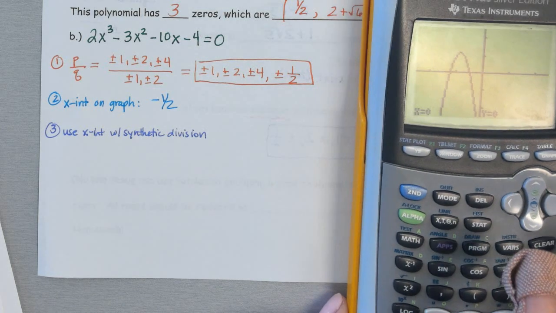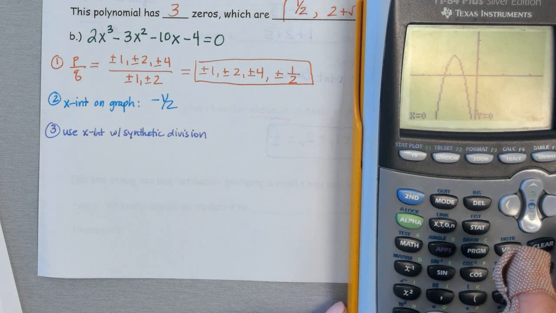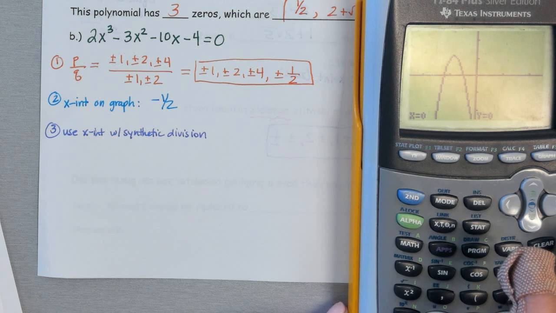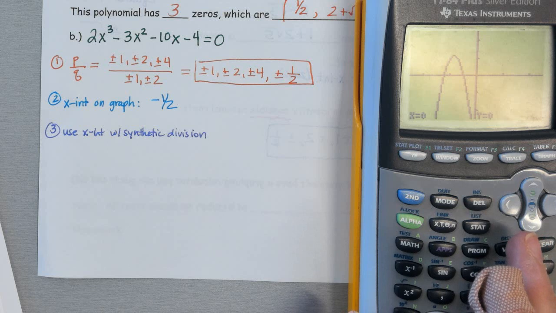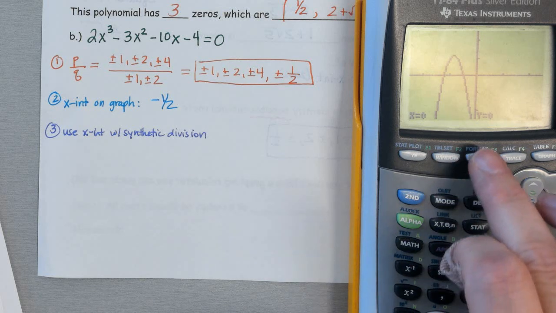Okay, do you guys have questions for me about that? Were you guys able to find the negative 1/2? How do you change the window again? Because mine is zoomed in a lot, so I can't see it.